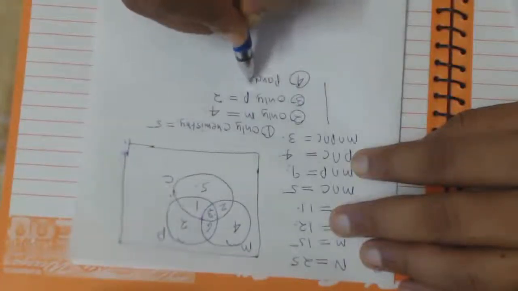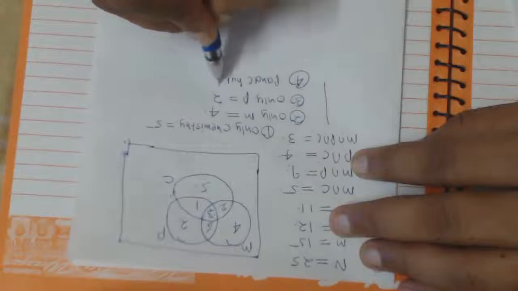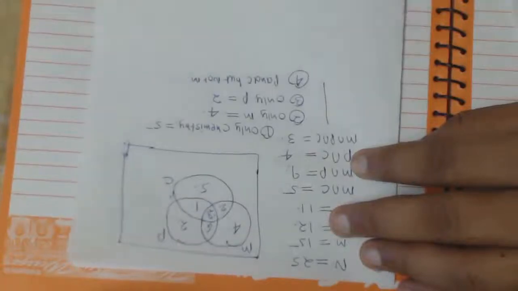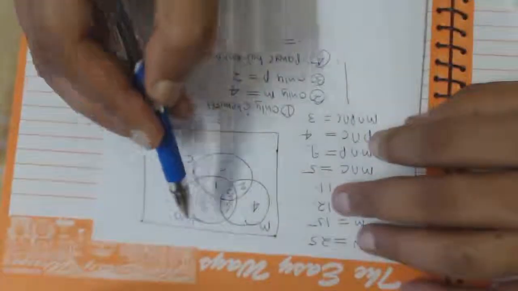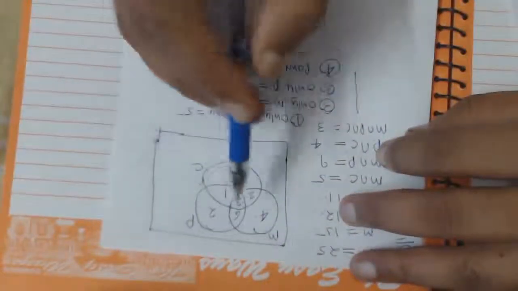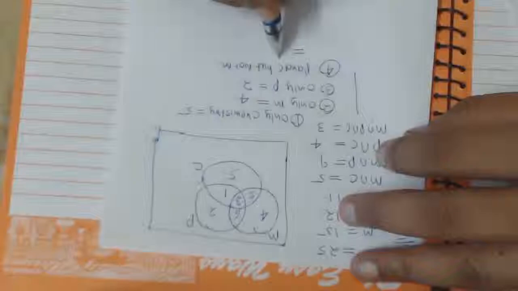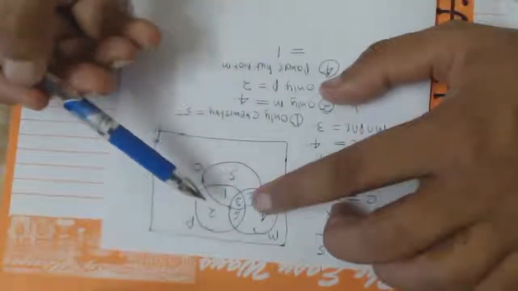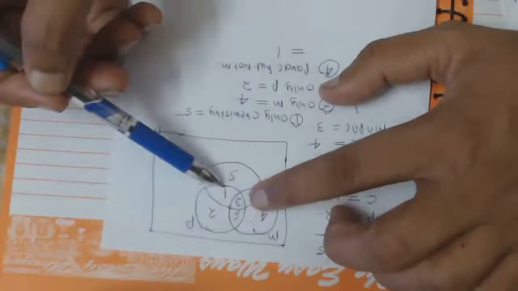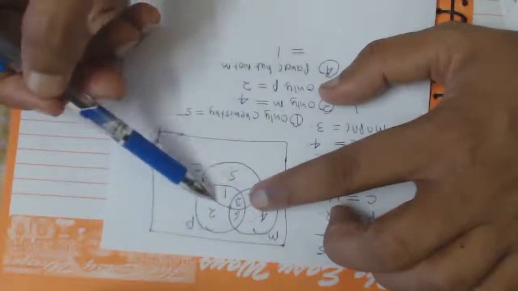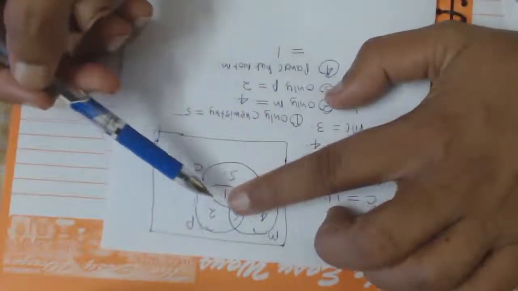Fourth, physics and chemistry, but not mathematics. Okay, physics and chemistry, but not mathematics. Only one. One more time. Physics and chemistry, but not mathematics. So remove this one.